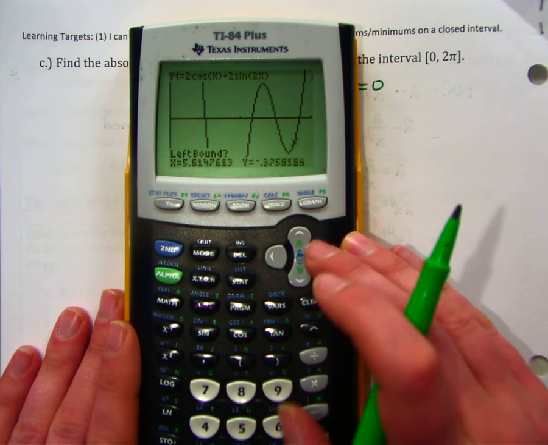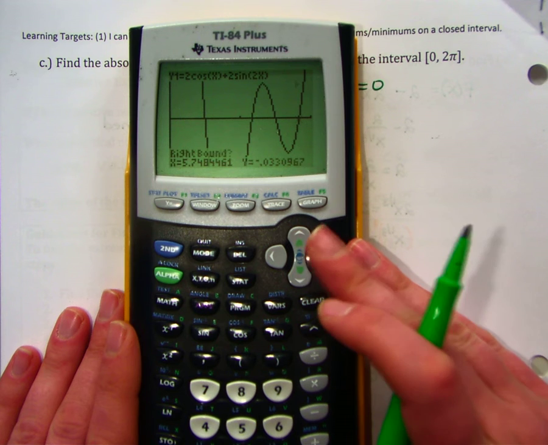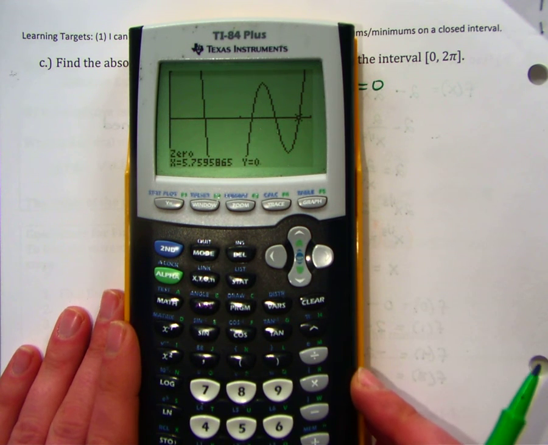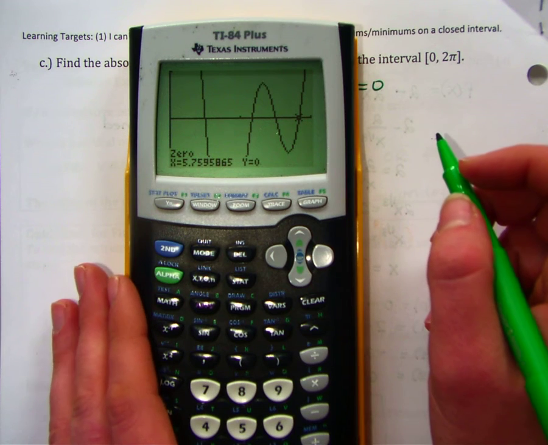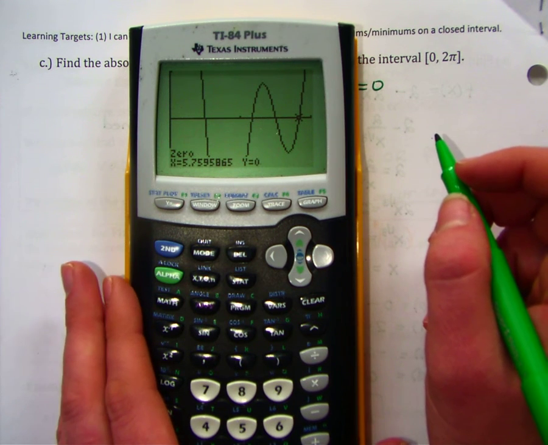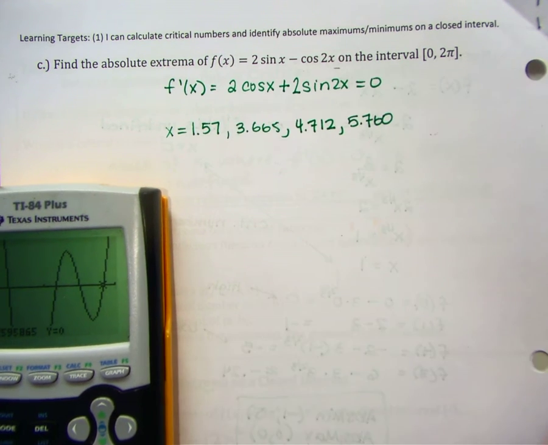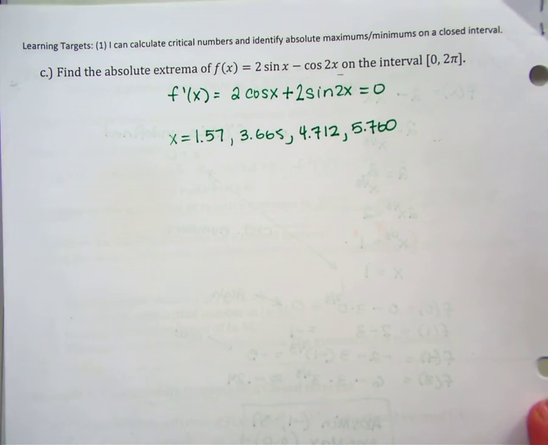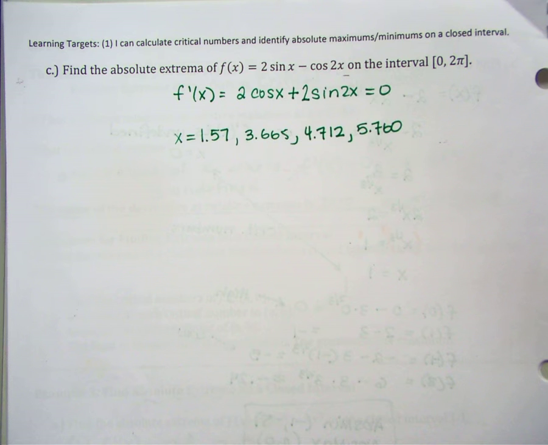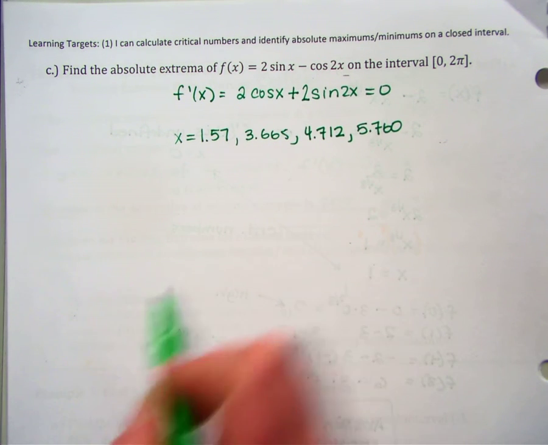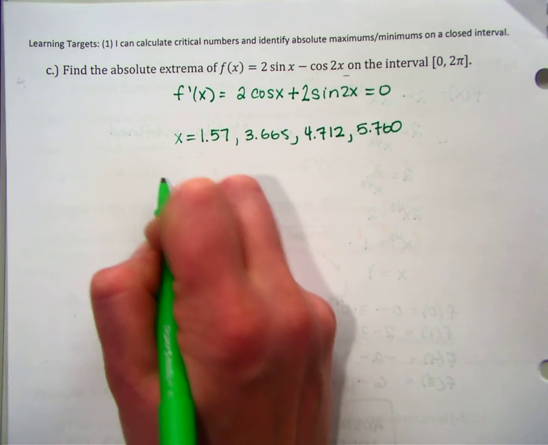it is possible to do this one by hand. You would just need a double angle formula. But I did want to show you how to use the grapher. The last one is at 5.760. So those are my x values. And then I want to test all of those values plus my endpoints.